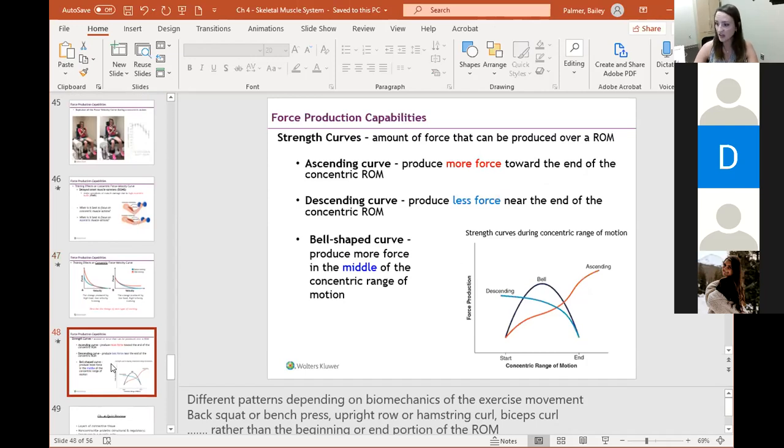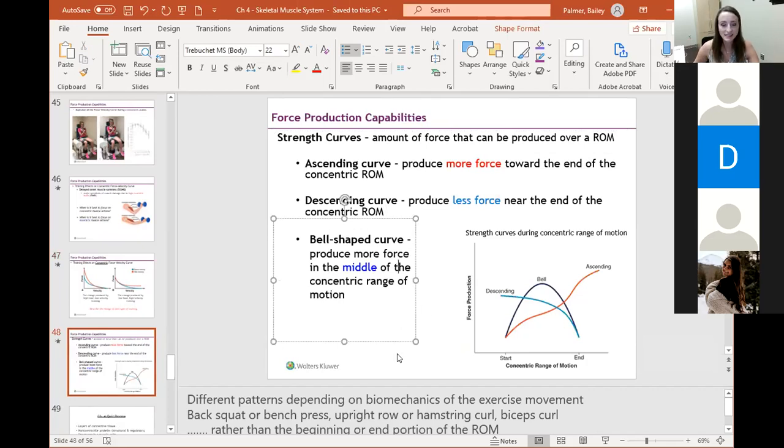Okay, next point on the review is strength curves. So strength curves, number one, you just have to know the definitions here. If you need a better explanation, just refer back to the lecture. I go into this in a lot of detail, but you do have to know each of the three curves, and you have to know basically where more force is produced, either at the end or at the beginning of the concentric range of motion. So just remember, these strength curves refer to the shortening range of motion, not the lengthening, not the eccentric part.